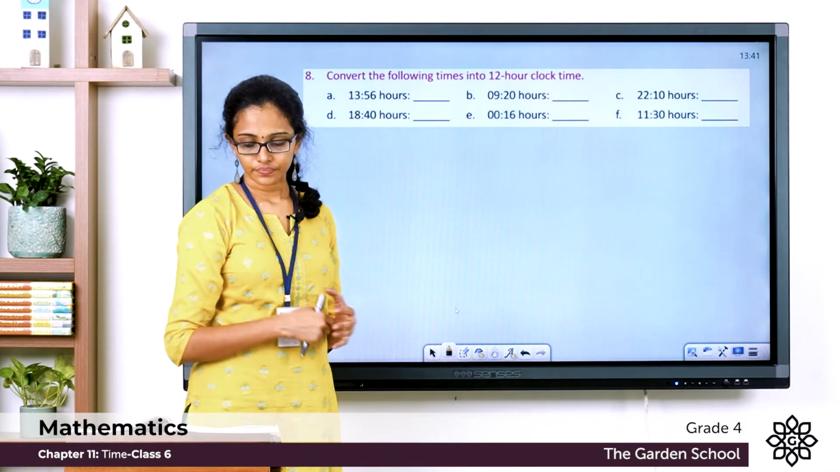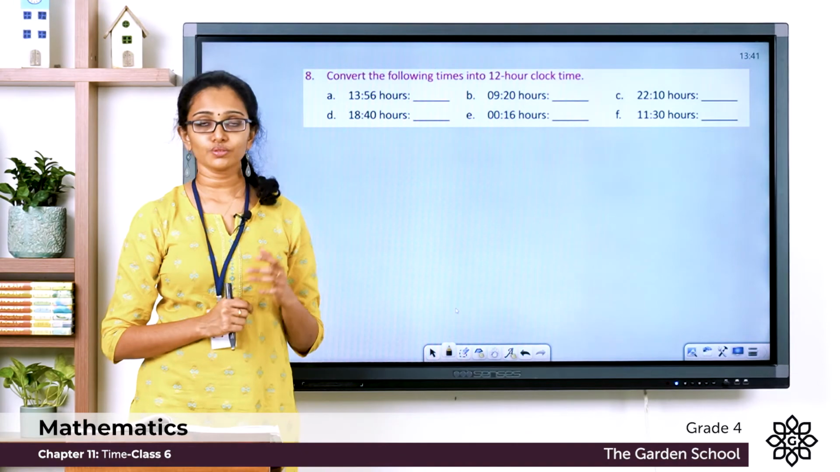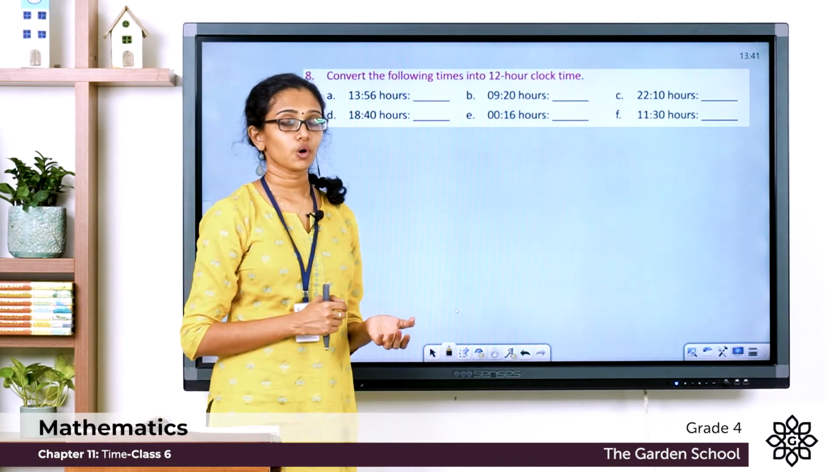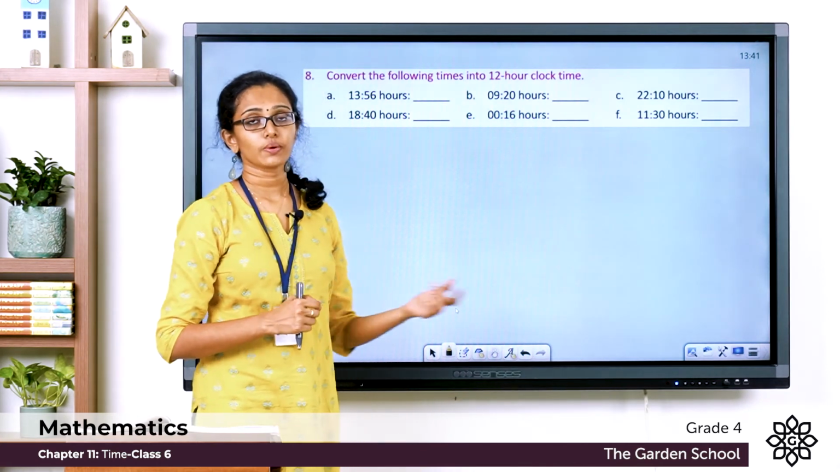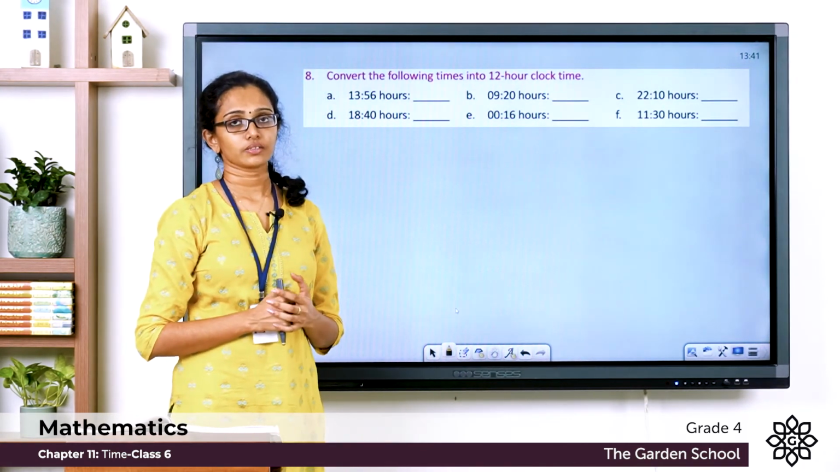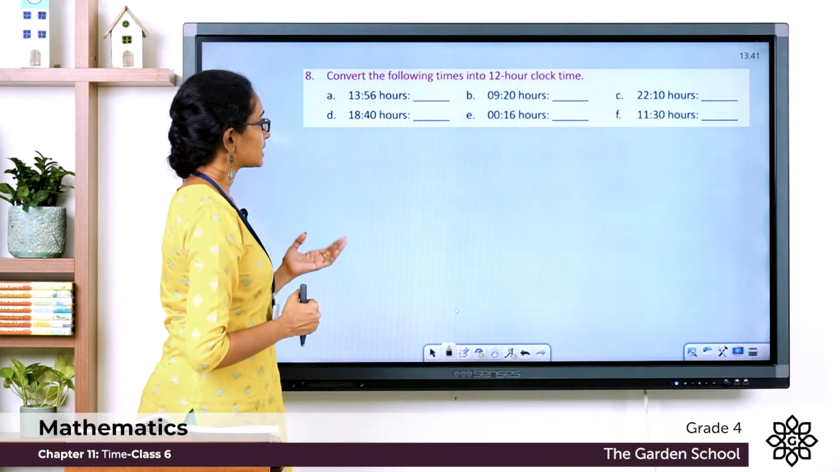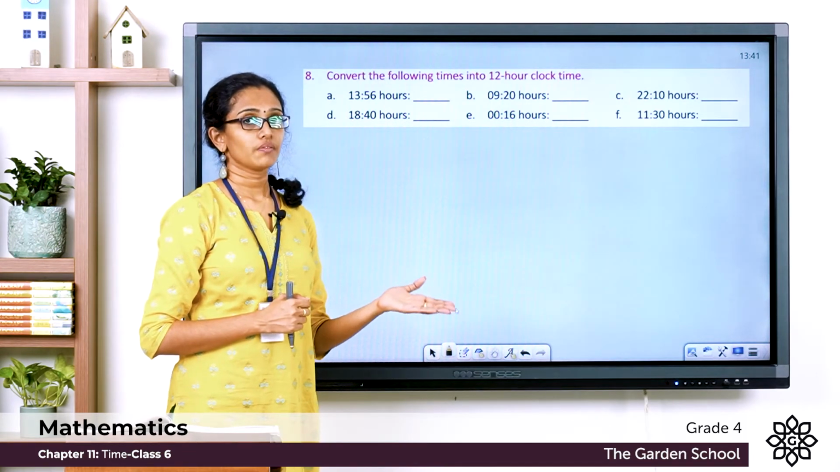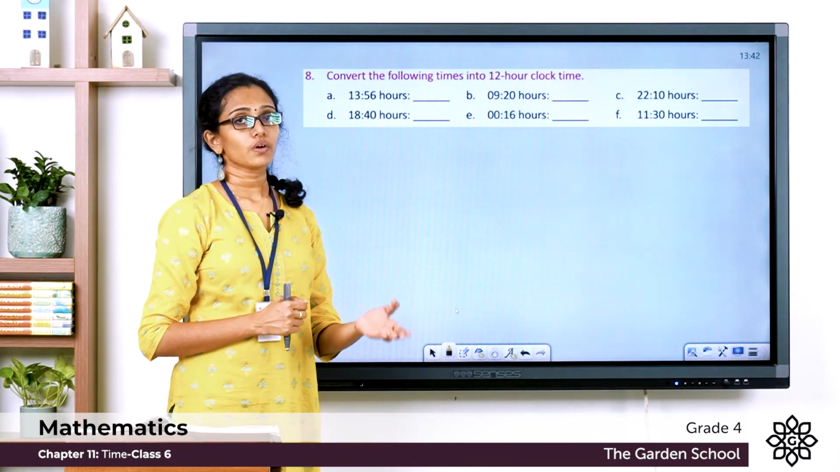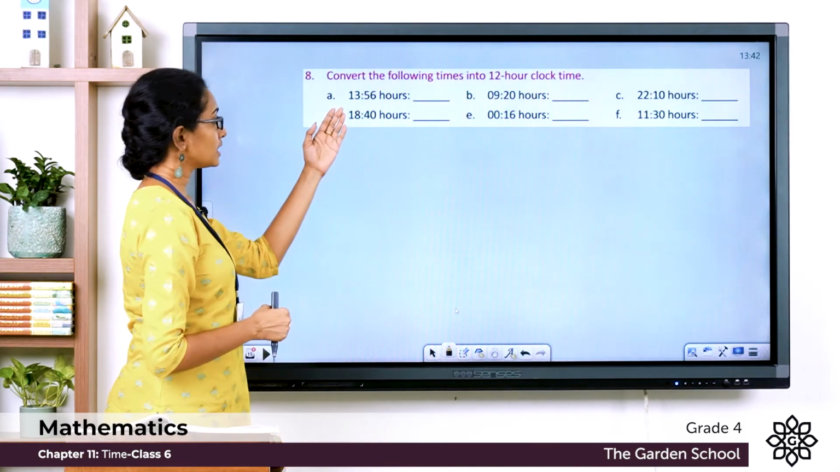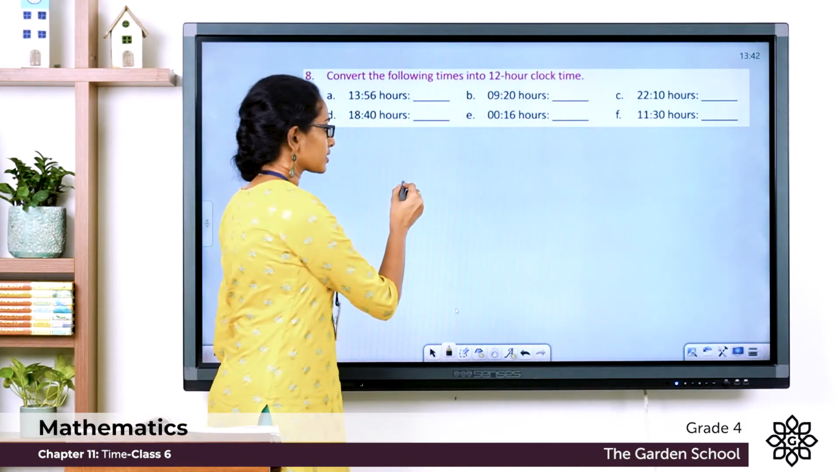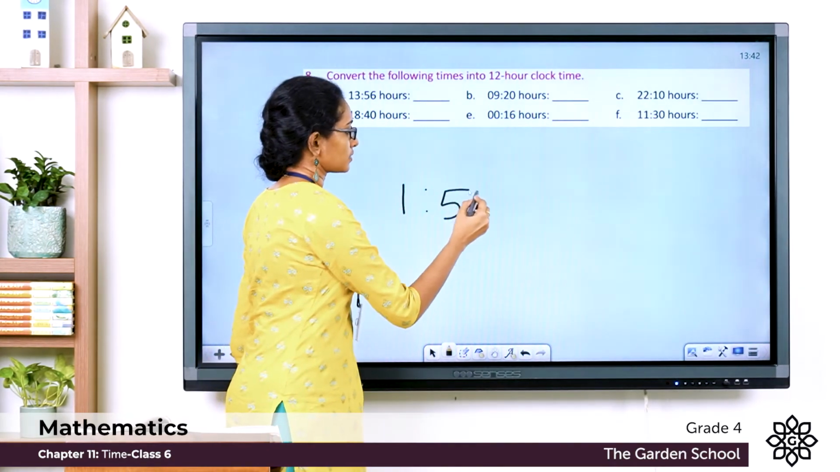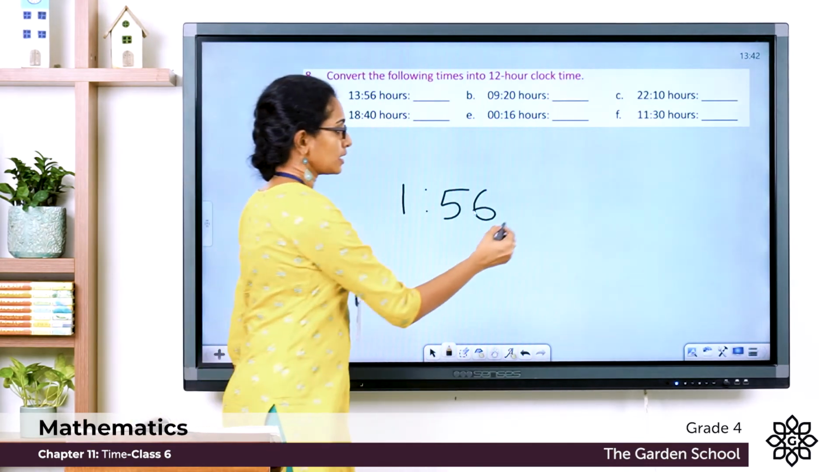Now question 8. Convert the following times into 12-hour clock time. Here the questions are given in the 24-hour format. You have to find the equivalent time in a 12-hour clock system. So the first question, 13:56 hours. In the 24-hour format, we count the hours after 12 noon as 13, 14, 15 and so on. So 13 means it is 1 o'clock in the afternoon, and it is 56 minutes past 1 o'clock. So it is 1:56 p.m.